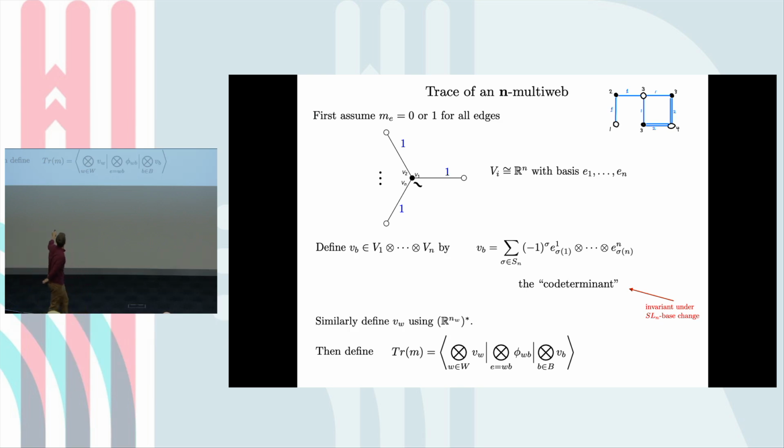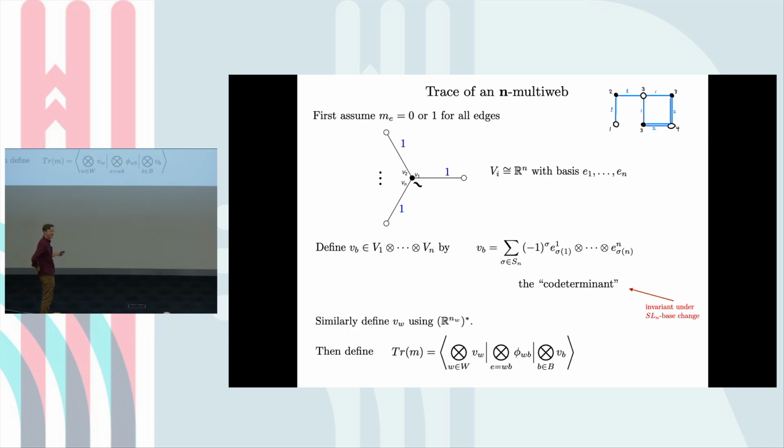Okay, so that's what happens at a black vertex. At the white vertex, you do the same, except you use the sort of dual vector space. You pretend like you're in the dual vector space for Rn. But the formula is the same. And then, how do we define the trace of our web?